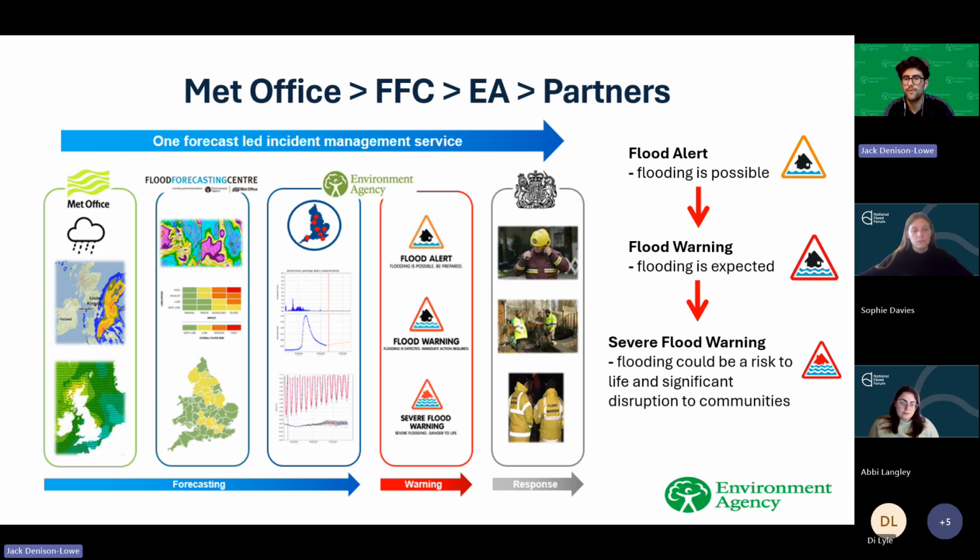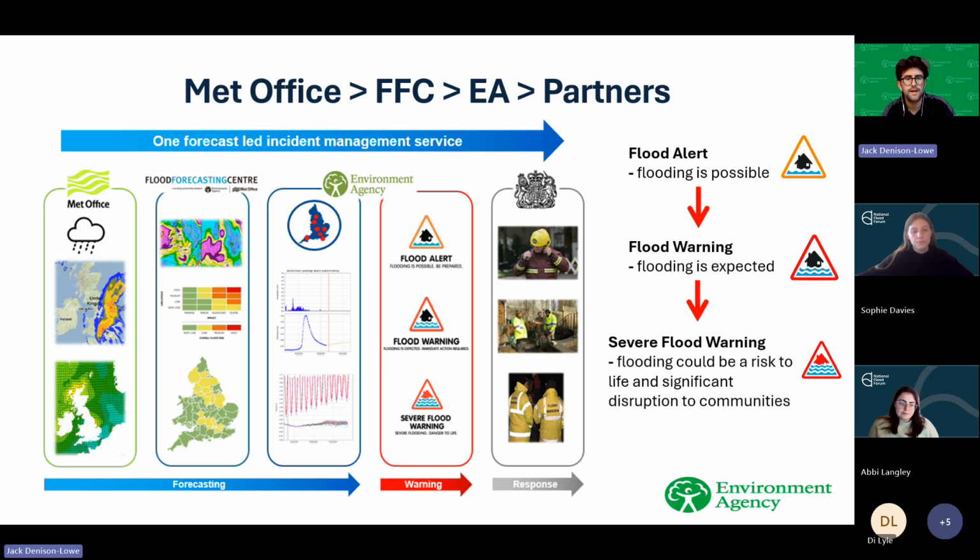And then finally, we also use that, and it's a little less relevant for the flood action groups. We use that to inform our on-the-ground response, both for the agency, so in terms of putting up barriers, closing floodgates, activating pumping stations, but also working really closely with our partners, the police service, the fire service, county councils, for things like closing roads and helping evacuate people should the worst occur.